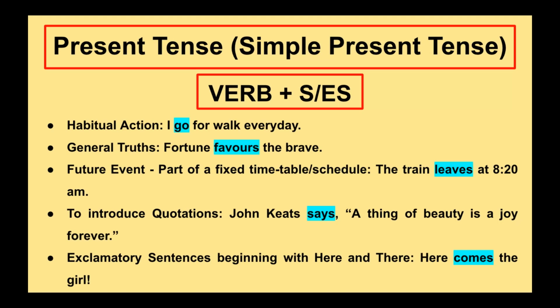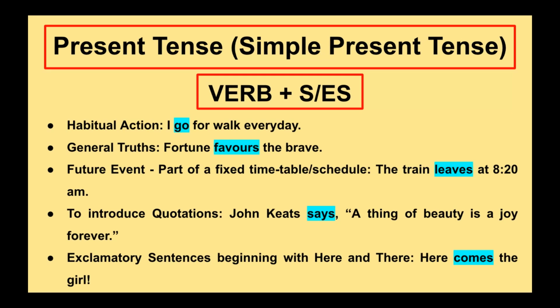Simple present tense. The rule for simple present tense is verb plus s or es. For example, my mother cooks delicious food. Simple present tense, my dear students, is used with habitual action. For example, I go for a walk every day.